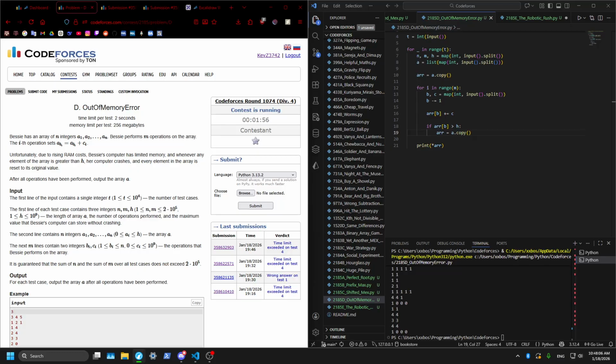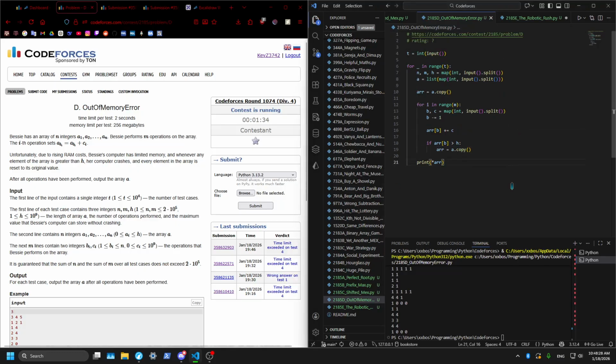Let's copy. How do I avoid copying? I mean, I have a minute left. It's over. Okay. I might ask a buddy or something. So I actually don't know what else I can do with this code to make it faster.